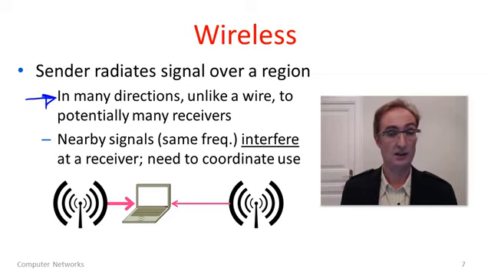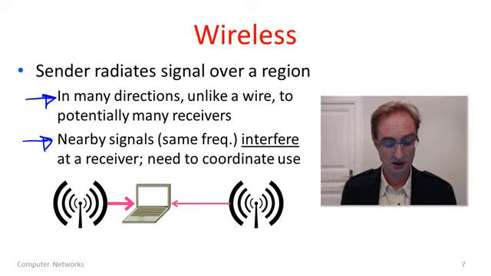This has an advantage that it can reach potentially many different receivers at the same time, to everyone in the vicinity, but it also causes a sizable complication for using wireless systems: nearby signals which have been transmitted on the same frequency can interfere with one another at the receiver.